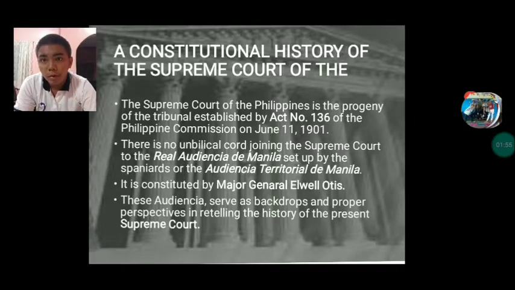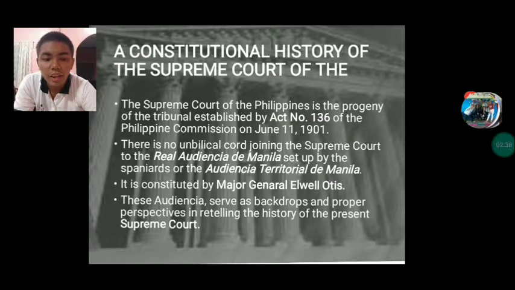The Supreme Court of the Philippines is a progeny tribunal established in Act Number 1 of the Philippine Commission on June 11, 1901. There is no judicial court preceding the Supreme Court other than the Real Audiencia de Manila set up by the Spaniards, the Audiencia Territorial de Manila. It was constituted by Major General Elwell Otis. This audiencia served as the background and proper perspective for detailing the history of the Supreme Court.